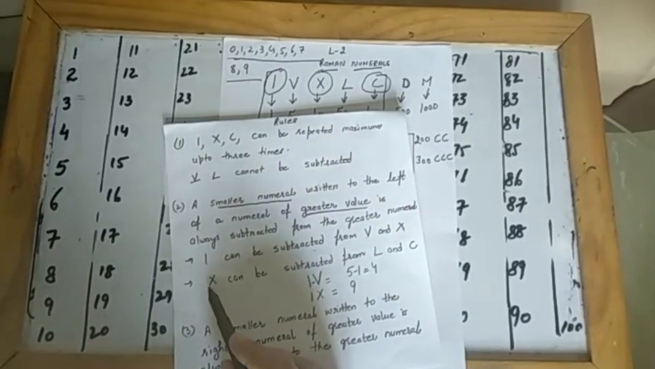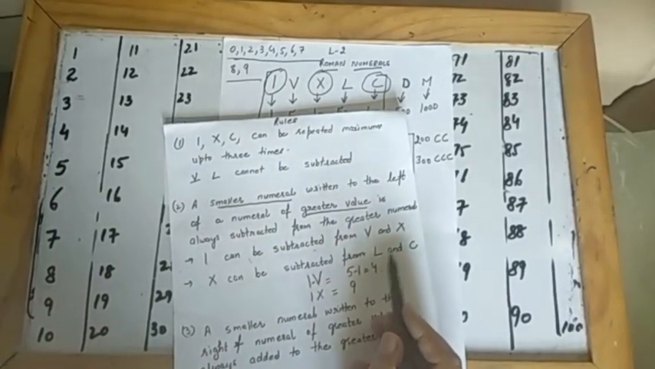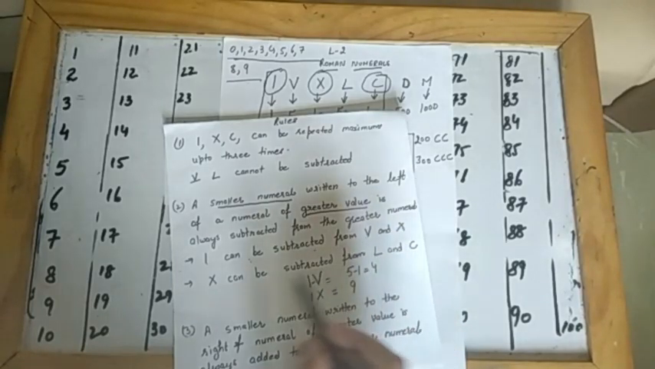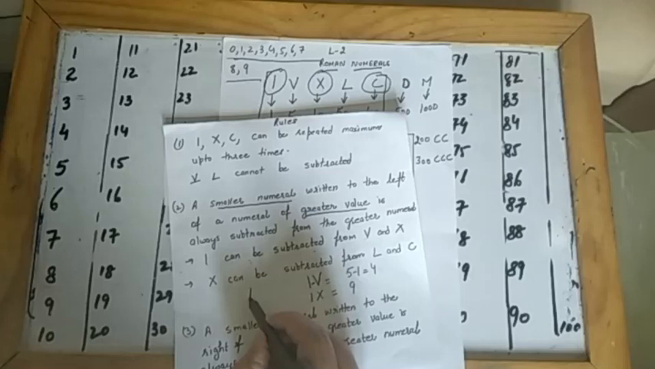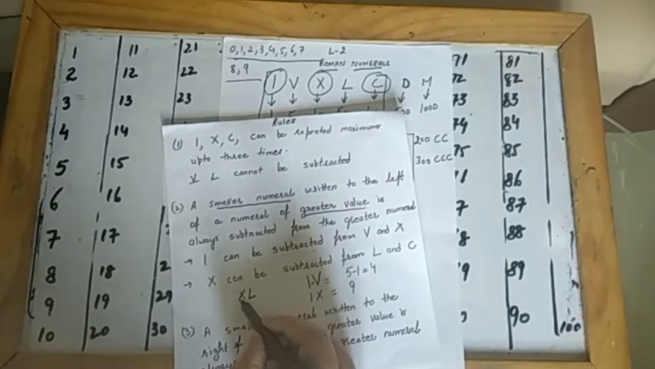And they say X can be subtracted from L and C. So what it means is, if I write X to the left of L, this L is a symbol of 50.